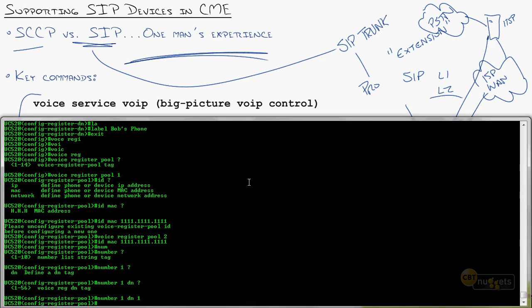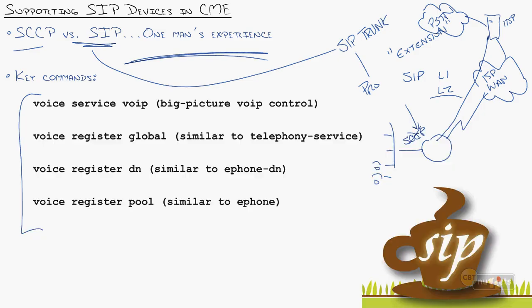It's just a different set of commands, and you really do get the feel when you're doing this, like, okay, this is really like two totally different worlds. We've got Skinny, its own global, its own phone configuration, and then we've got SIP and its own global and its own phone configuration. So you really wouldn't do both unless you really had to. Like, you wouldn't have one gateway that's doing some SIP phones up here and some Skinny phones down here. You'll choose one or the other, and you know my opinion on that.